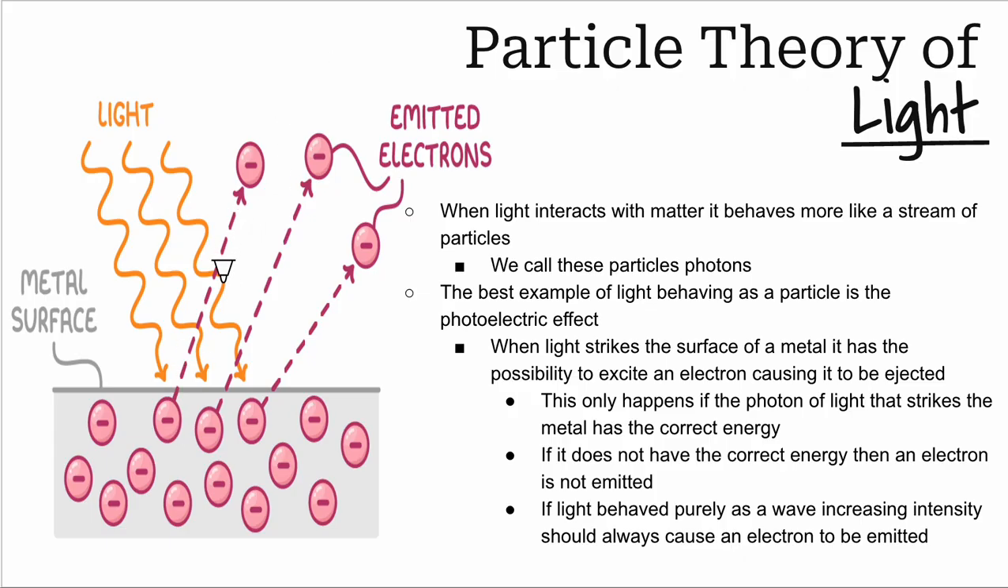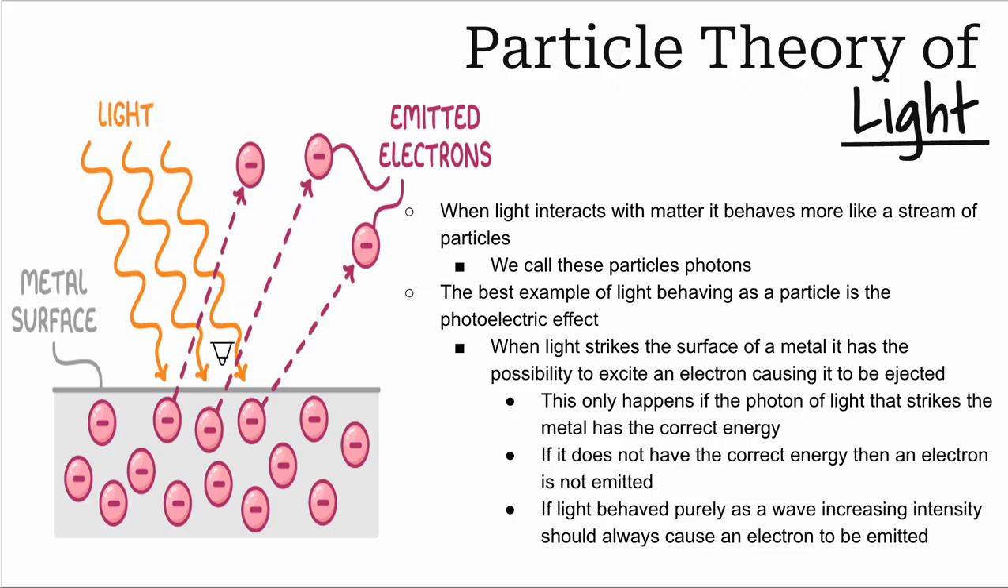If light was behaving purely as a wave, as we increased intensity, the increase in energy would eventually cause an electron to be emitted no matter what. But we don't find that to be the case. What we find is with different metals, specific frequencies of light cause electrons to be emitted, meaning that the photons, the little packets of energy being transferred by the light, carry a specific amount of energy. And some frequencies are carrying enough energy to cause them to be emitted, and some are not.